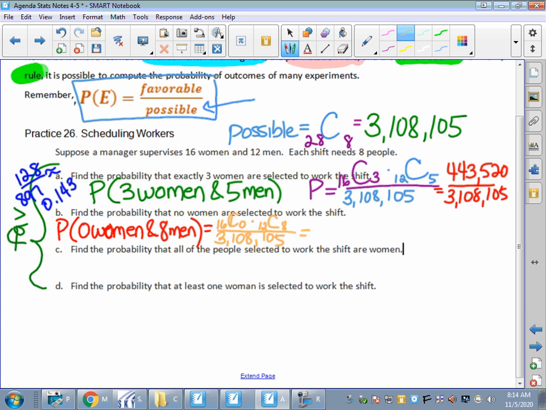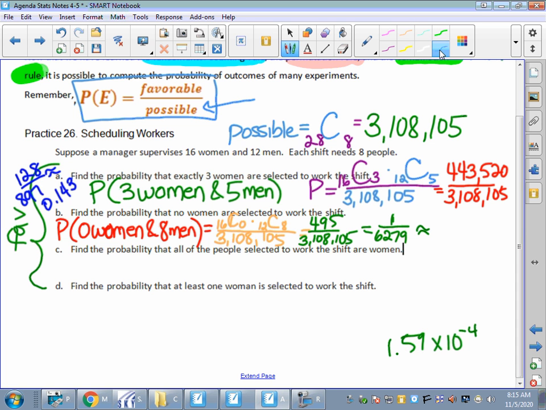You might be shocked to learn that 16 combination 0 is 1. There is one way to choose 0 people. And 12 combination 8 ends up being, I believe, 495. Over 3,108,105. When I simplified that down, I got 1 over 6279. Or if you go to a decimal, that's going to be one of those scientific notation. I believe it's a 1.59 times 10 to the negative 4th or something like that.